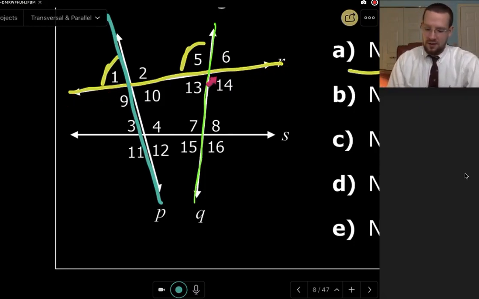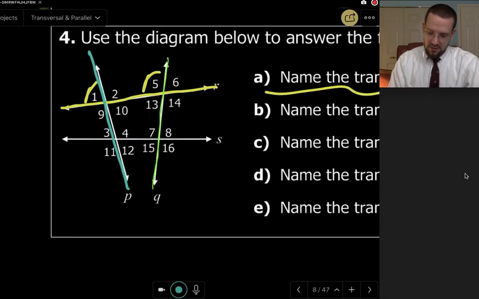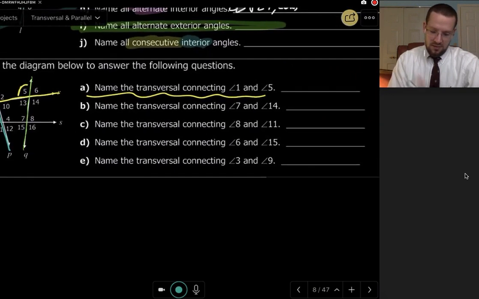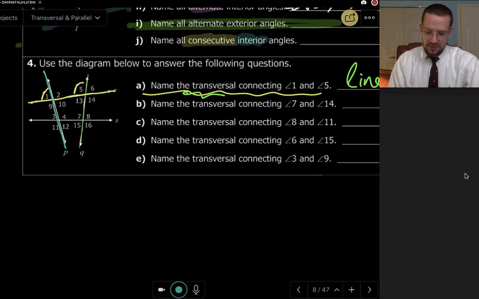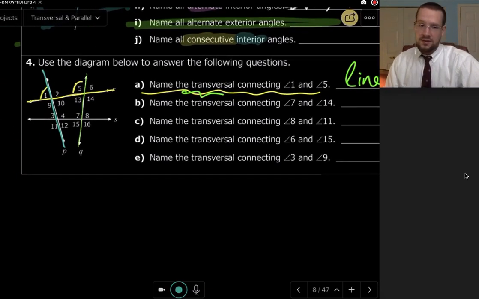Well, clearly it's line R, right? So the idea is like I'm highlighting how the angles are made. Angle 1 is made by line P and line R. Angle 5 is made by line Q and line R. So the line that they share in their construction is the transversal. That's the one that's going through the other two lines. So here, this would be line R, and line R is the transversal. It is the line that's transversing these other two things.